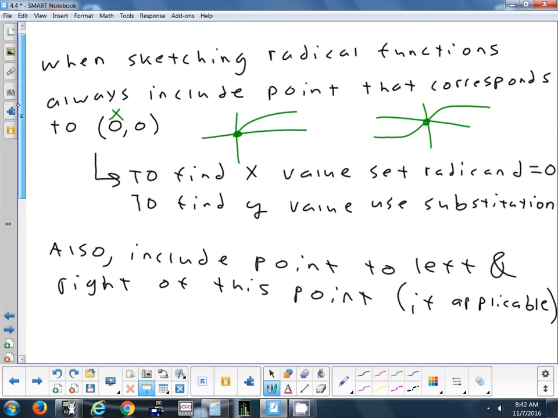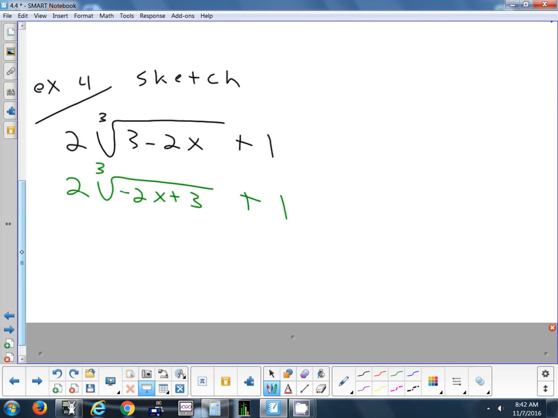All right, so it says to get the x value, set the radicand equal to 0. Okay, if I do that, what do I get for my x value? Yeah, Amanda? 3 over -2. Careful, when you move that 3 to the other side, it would also become negative. So it would be -3/2. Or would it be 3 halves, right? If you plug in 3 halves for x, you would get -3 plus 3, which would be 0. Okay, so x is -3 halves.